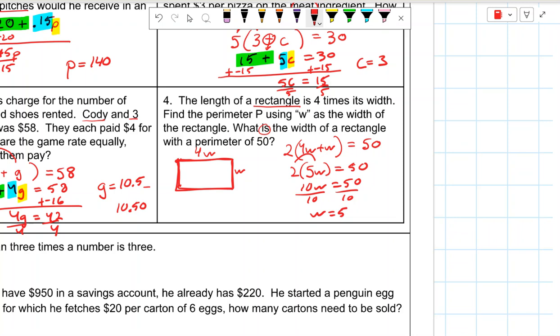Now, would this make sense? If we redraw the rectangle, the length would be 20, the width would be 5, so we got 20 and 5. If you add up all those, it is 50.